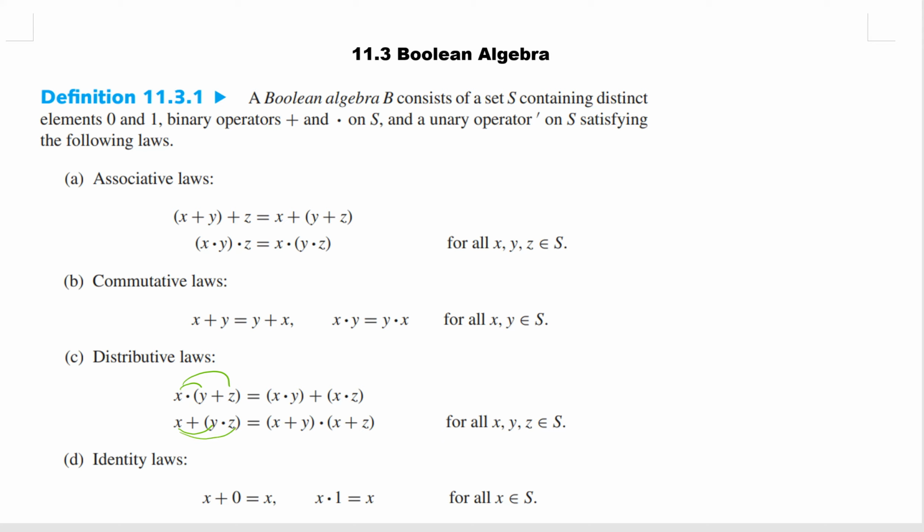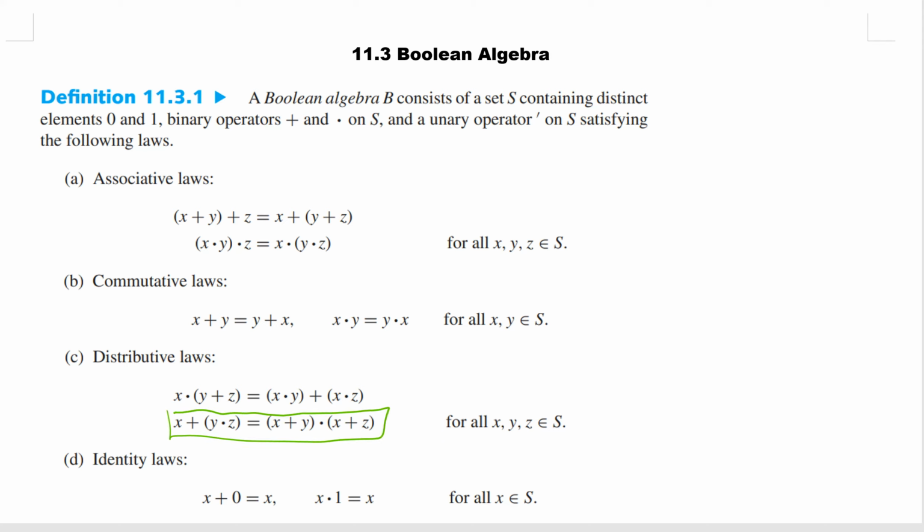I know this might look different than what we had before, because if you just think of this as addition and multiplication of numbers, then you say, how would this be possible? So my big suggestion is, when you think of these Boolean algebra operators, think about sets. Plus is like union, and multiplication is like intersection.